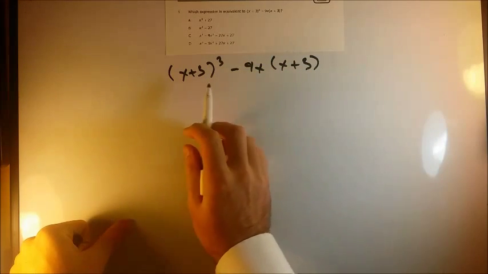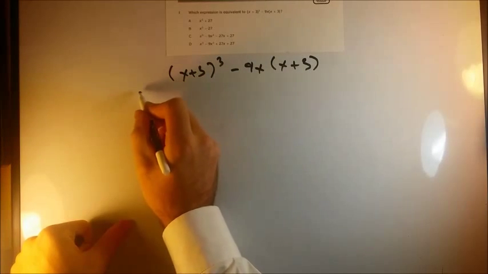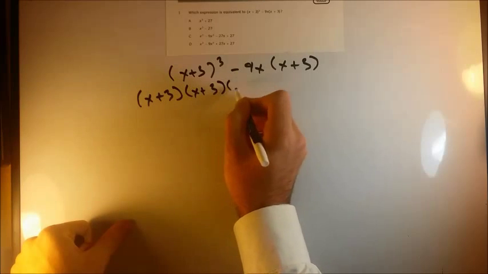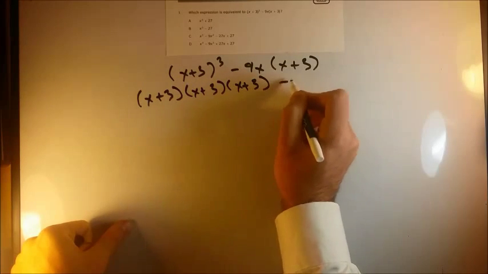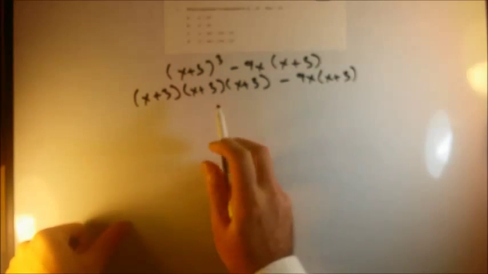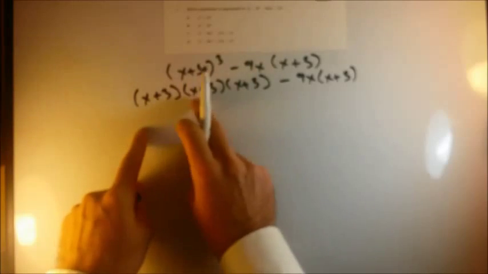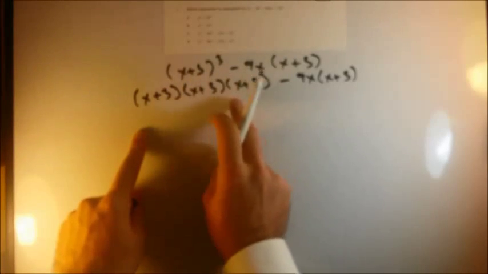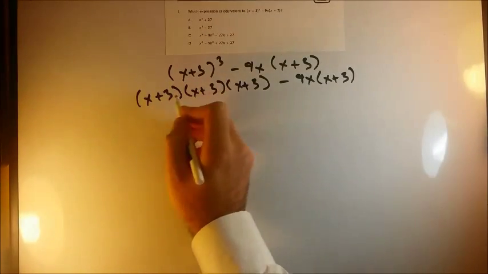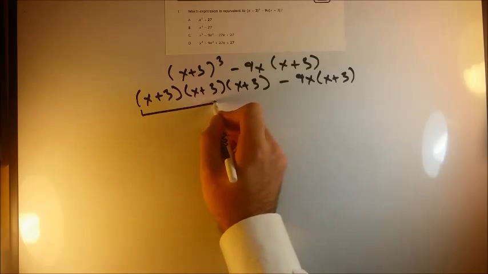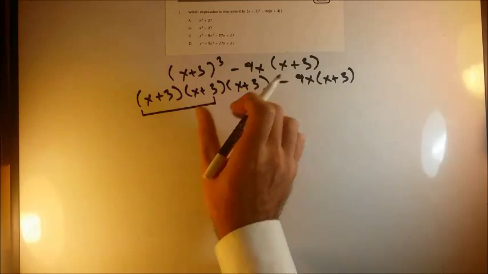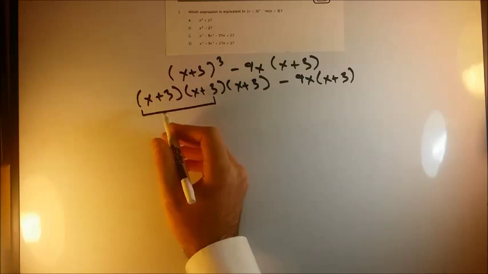To simplify this, I'm just going to rewrite (x + 3)³, which just means (x + 3)(x + 3)(x + 3), minus 9x(x + 3). When you're multiplying three binomials, or three polynomials, by each other like this, you can only distribute two at a time. So I'm first just going to do these two, and then I'll multiply the product of those by my last binomial. So (x + 3) times (x + 3).